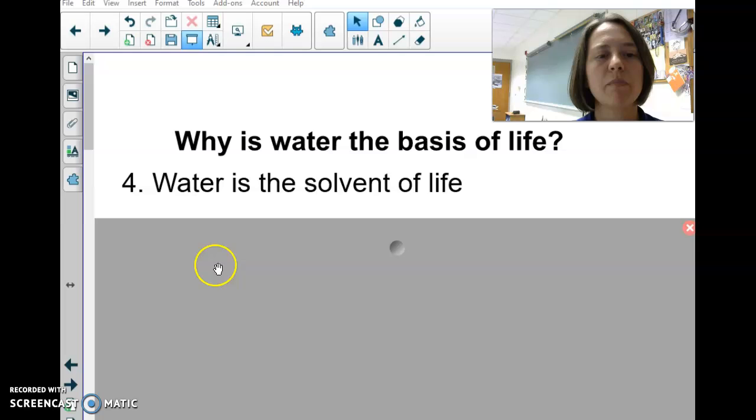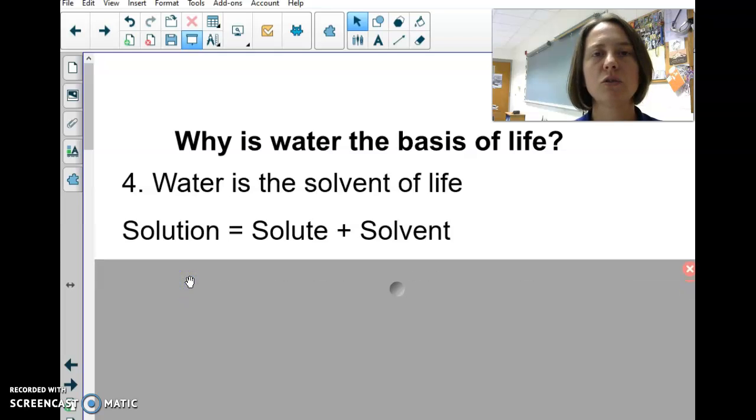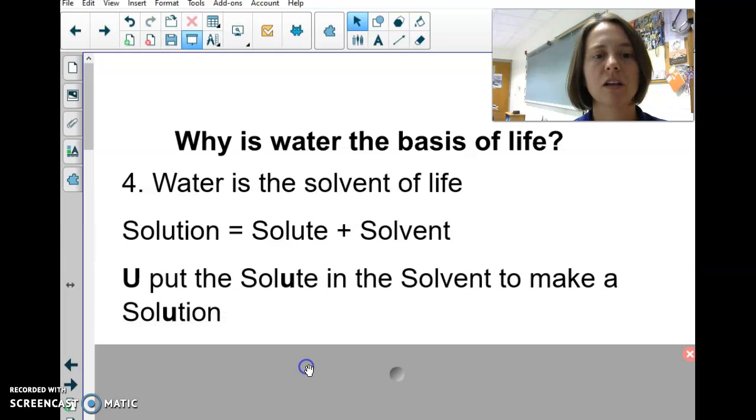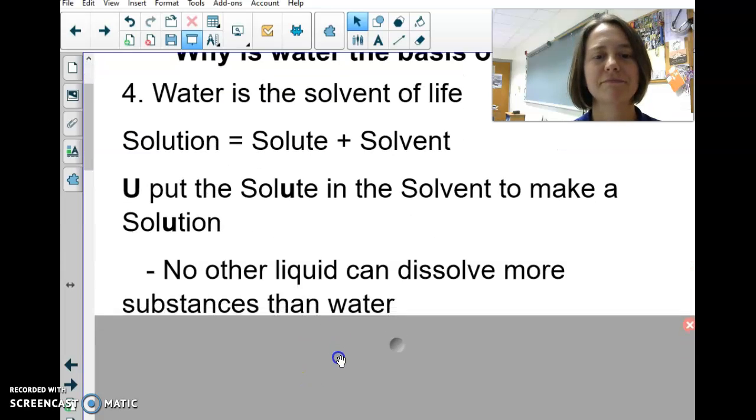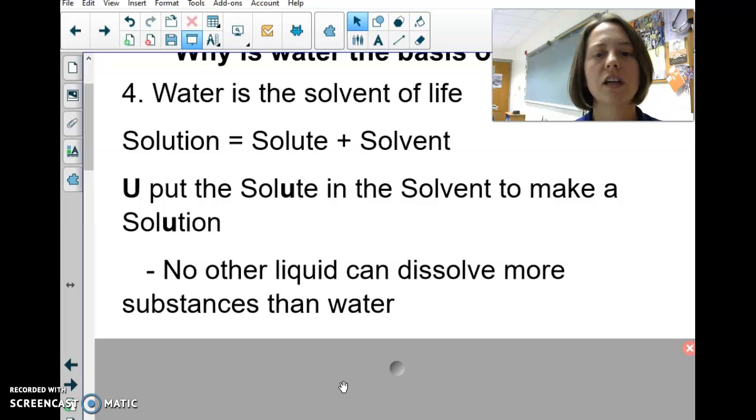We are starting back in on our fourth reason that water is the solvent of life. When you're making a solution, it is the solute, the thing you're putting in, and the solvent, which is the dissolving medium. That's usually water. A good way to remember the difference between solute, solvent, and solution is that you put the solute in the solvent to make a solution. And no other liquid can dissolve more substances than water.